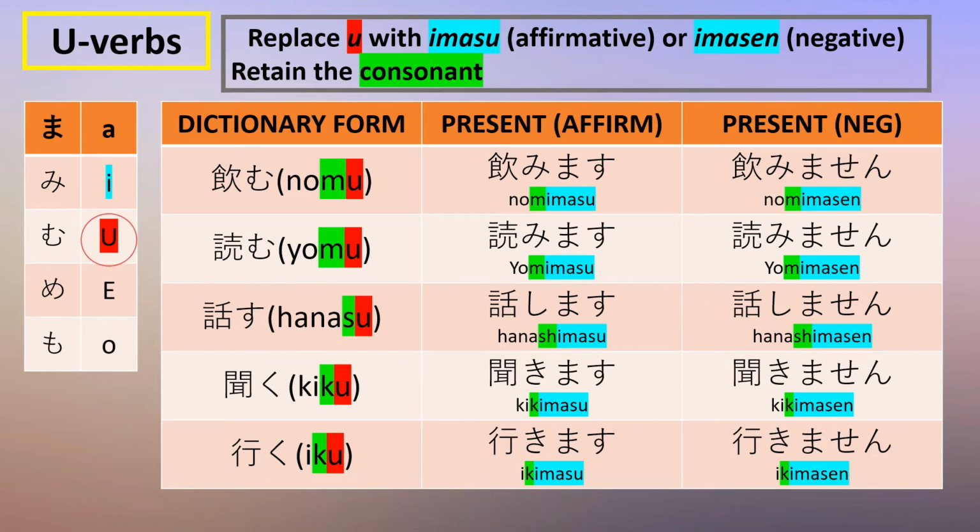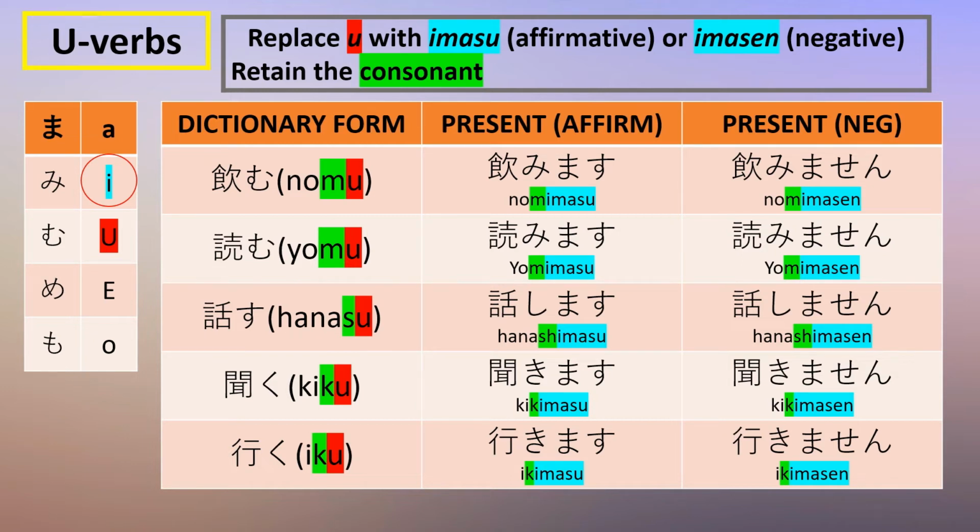So here, letter u, we go up the ladder, so to speak. A, I, U, E, O. So imas, imasen is letter I. So we go up. Ni, mimas.